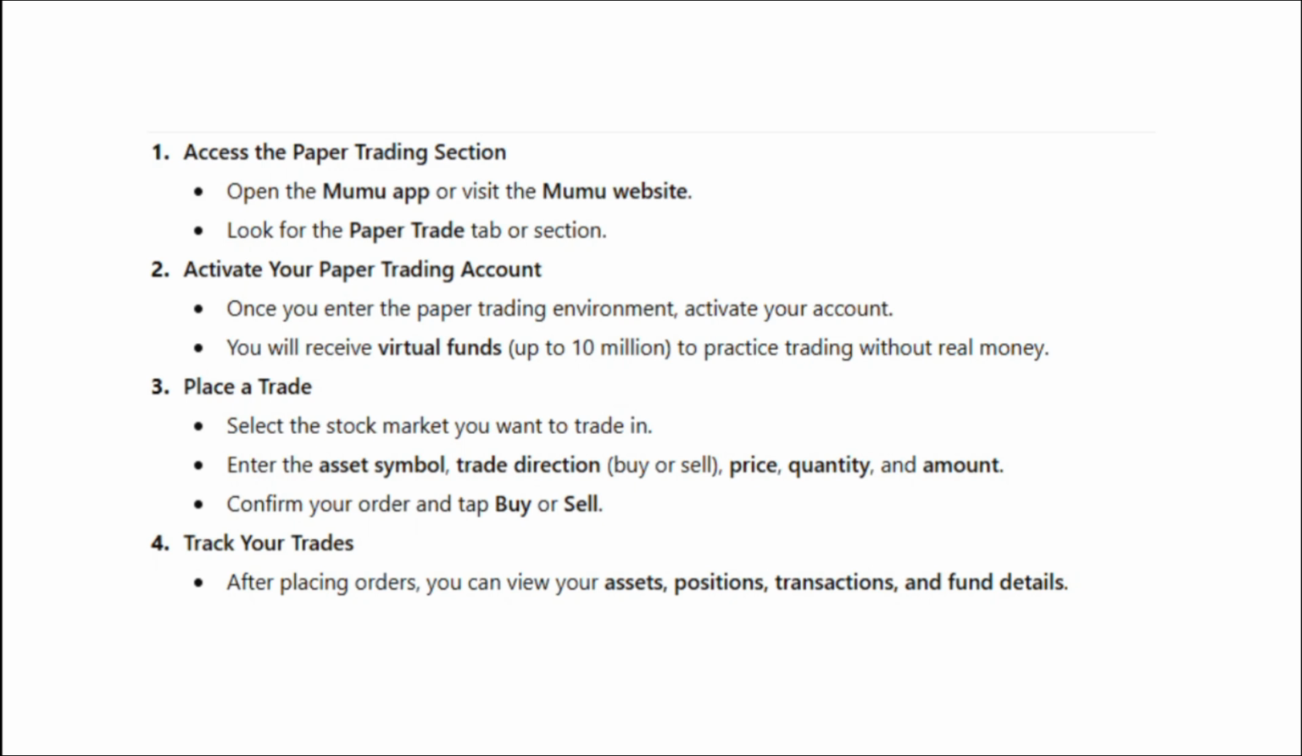You can also track your trades. After placing orders, you can view your assets, positions, transactions, and fund details.